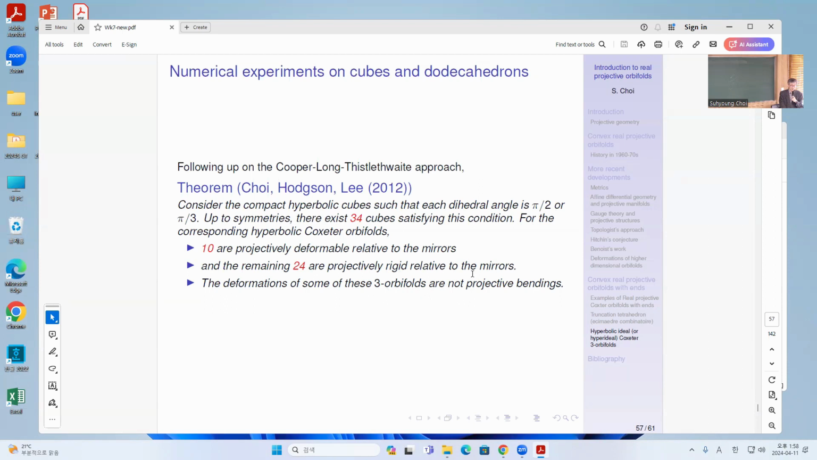Some of these are not projective bending. So one way to obtain the deformation always was to use these Johnson and Millson deformations along totally geodesic subspaces, and we can show that these are not really projective bending. So these are just trying to get more examples of bendings.